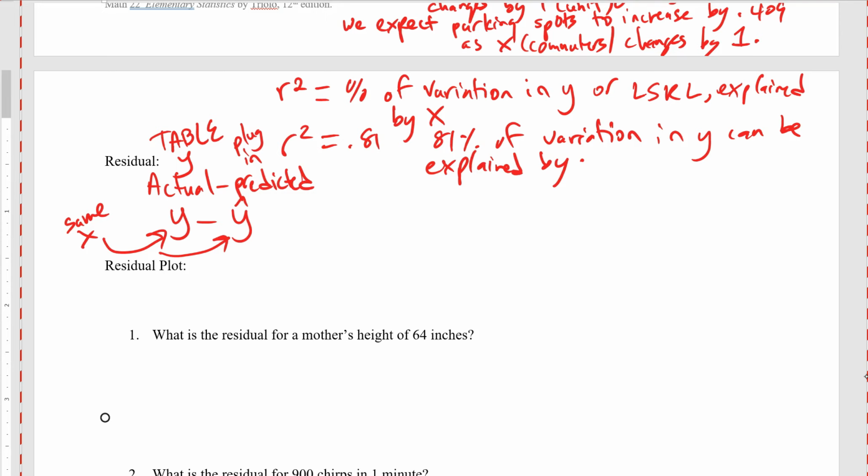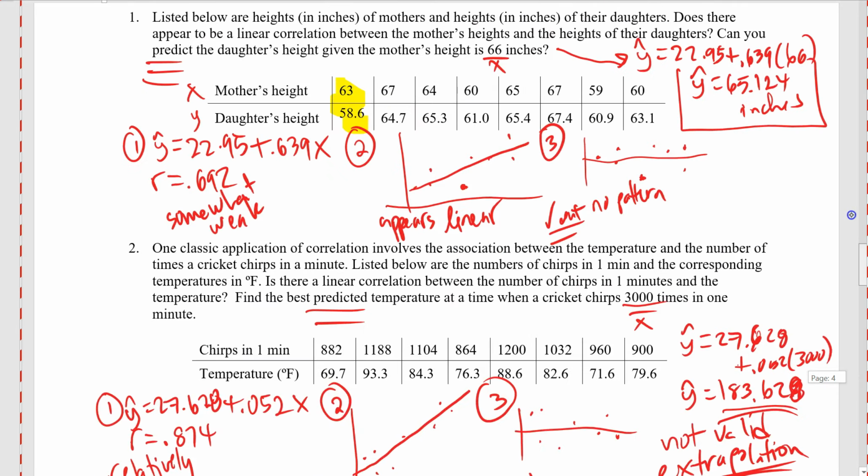A residual plot is where we plot all the x values against all of their residuals. We've already seen a couple of those, okay? But when I say what is the residual for a mother's height of 64 inches, this is using example 1, that is an x. What is the residual? Basically, how far off is our prediction for a mother's height of 64 inches? Let's go back to the table. So at 64 inches, the daughter's height is 65.3.